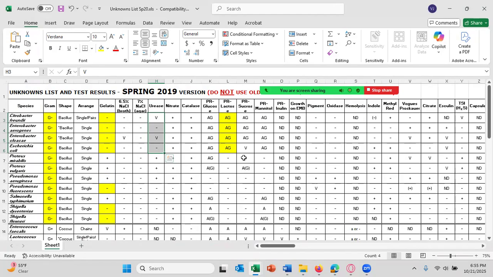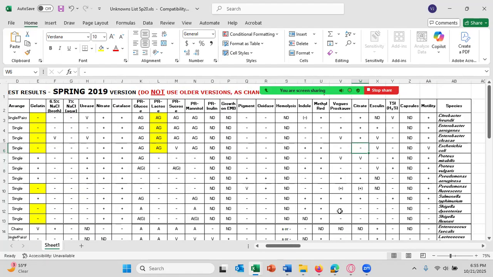A better test might be this one here, methyl red. Another better test, VP test, where at least you'll narrow it down to 1/3. Citrate, another possibility. You'll narrow it down to 3 plus 1 negative. What else do we have here? TSI is a possibility. Any questions about any of that?